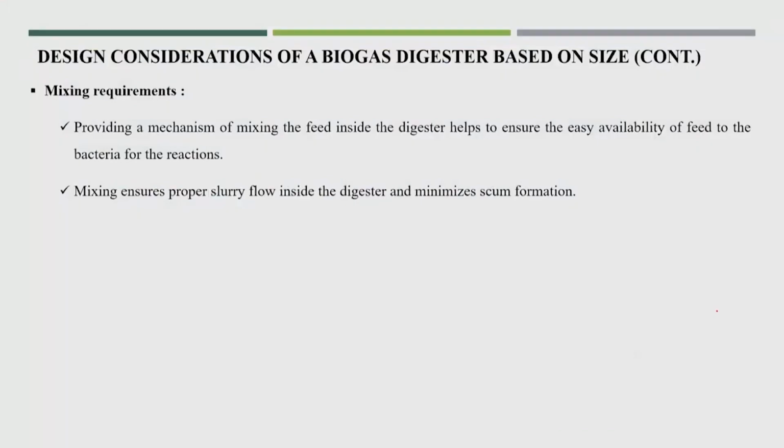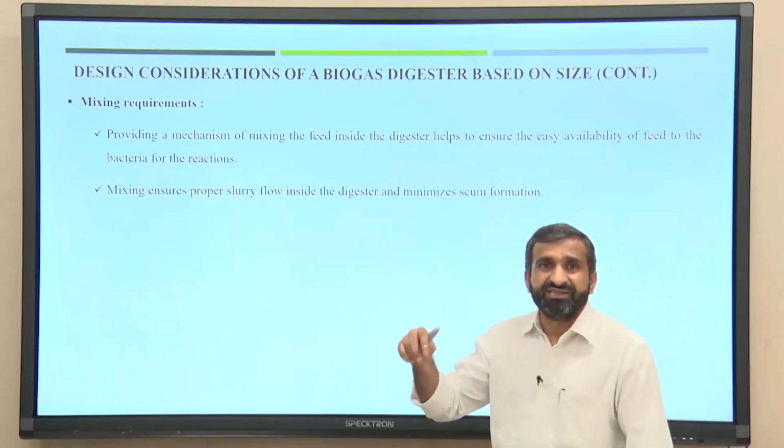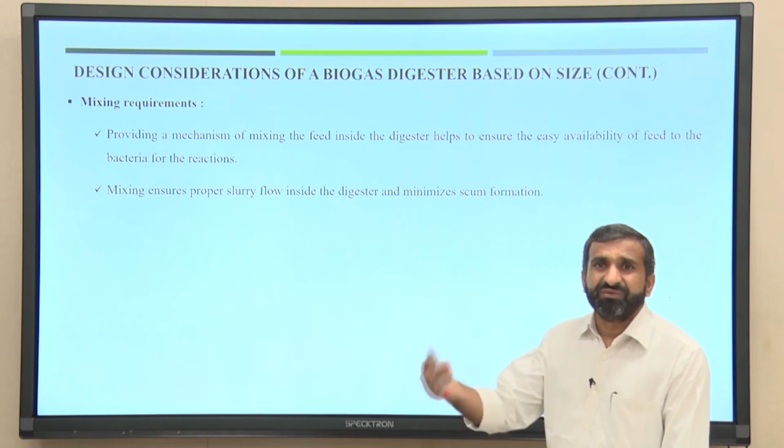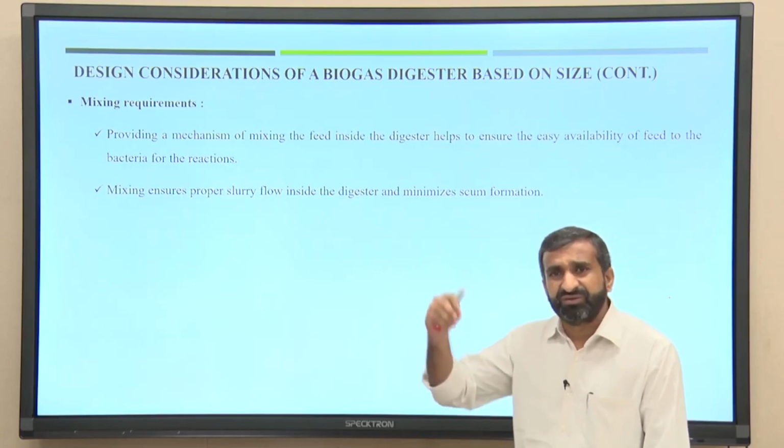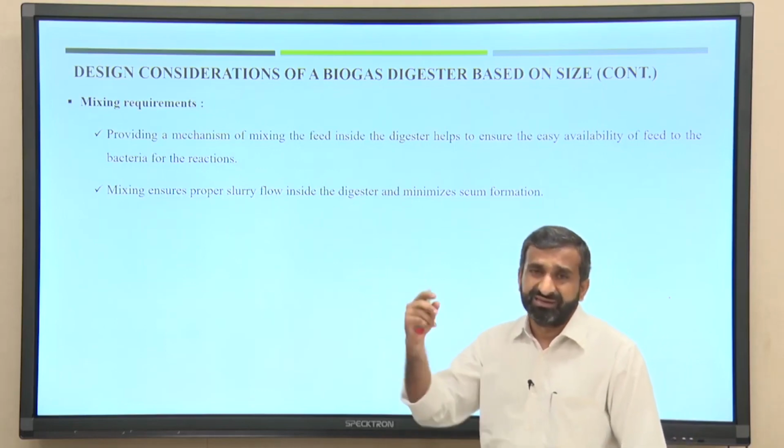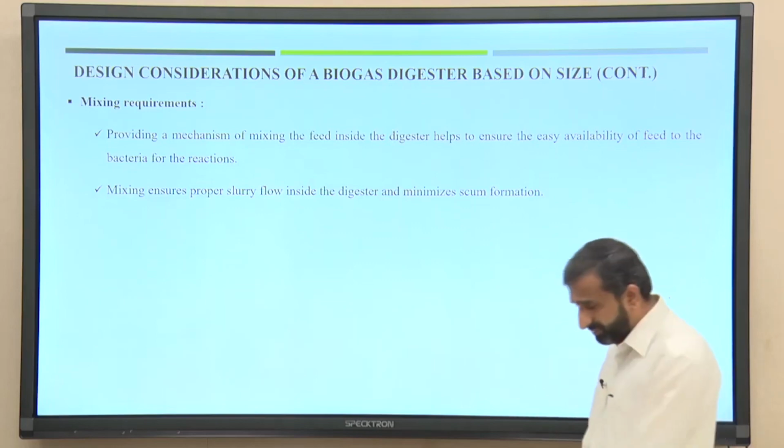Like mixing requirements, providing a mechanism of mixing the feed inside the digester helps to ensure easy availability of feed to the bacteria for the reaction. So, mixing ensures a proper slurry flow inside the digester and minimizes scum formation. I will not say that mixing is required for all kinds of reactor, but if you have some mixing unit inside the reactor, obviously that will be more beneficial for flow, and the availability of biodegradable matter to the particular bacteria is also highly beneficial.